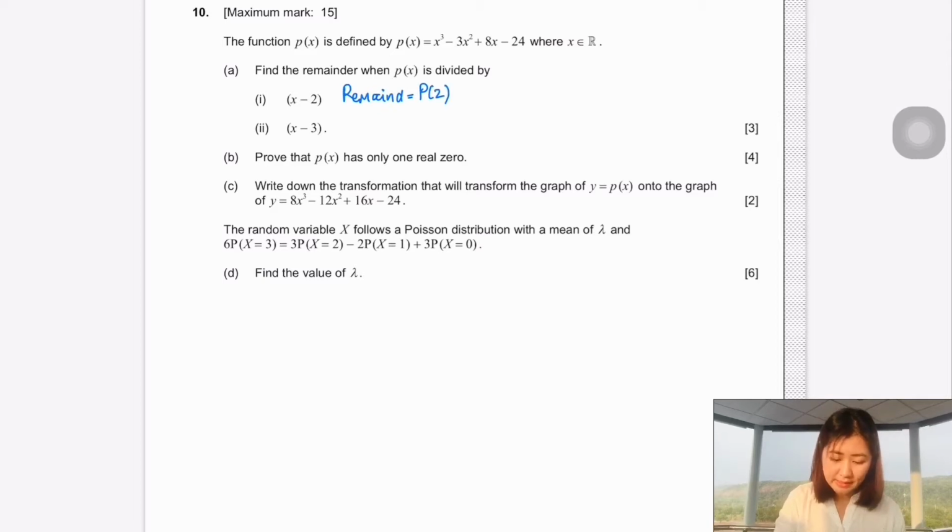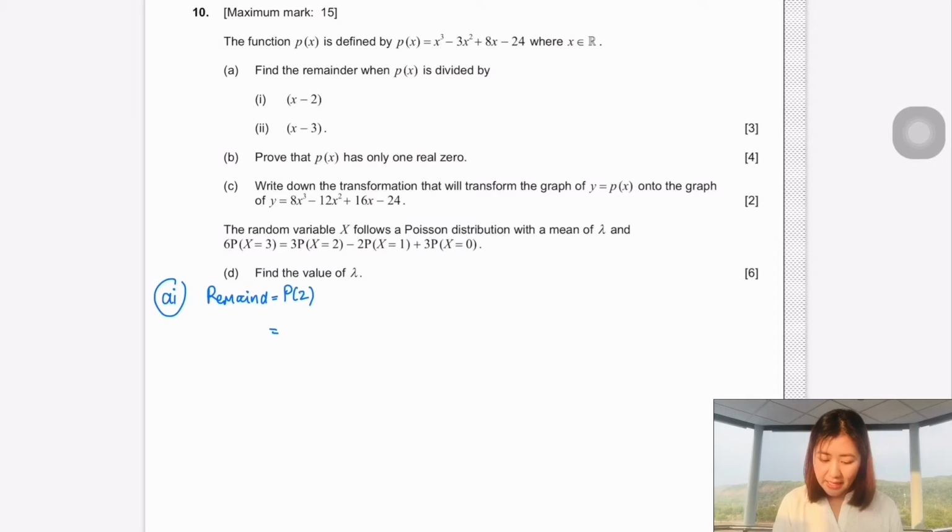So may I write it here? (a)(i) is going to be p(2). So you just replace every x you see by 2. So it's (2)³ − 3(2)² + 8 × 2 − 24, which is 8 − 12 + 16 − 24. Okay, so you have 24 and then minus 24 gone, so you have −12.